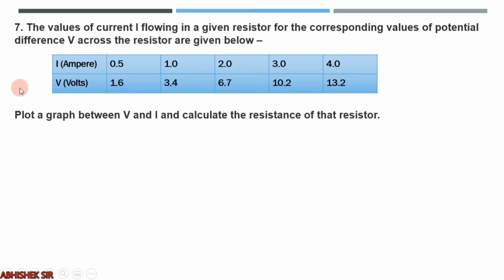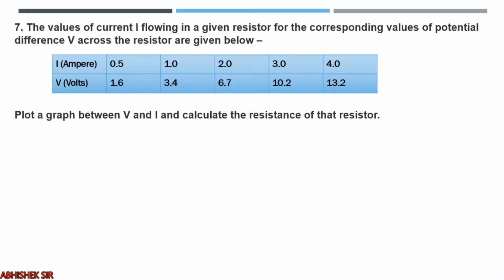Moving on. Now question number 7, we have the values of current I flowing in a given resistor for the corresponding values of potential difference V across the resistor. So in short, we have been given a table of I and V. We have to plot a graph between V and I and then calculate the resistance graphically, right?